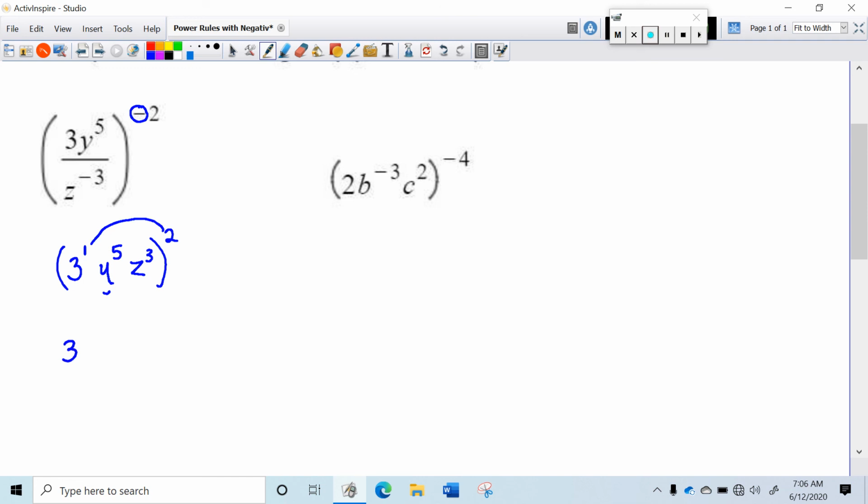So for my 3, 1 times 2 is 2. For the y, 2 times 5 is 10. And for the z, 2 times 3 is 6. Now, because you had a negative exponent outside of the parentheses, that means flip the final answer.